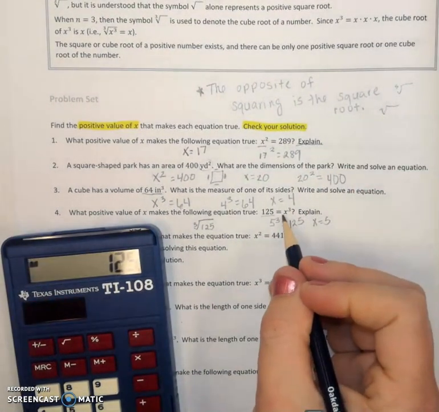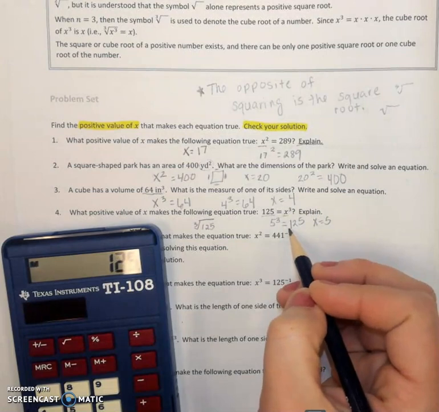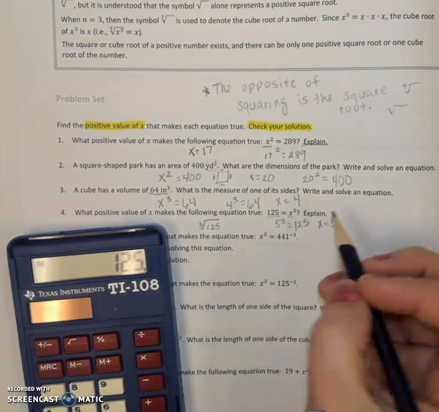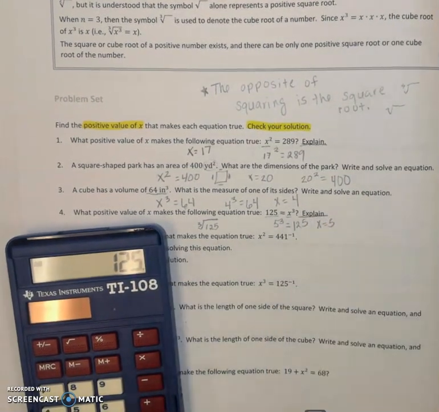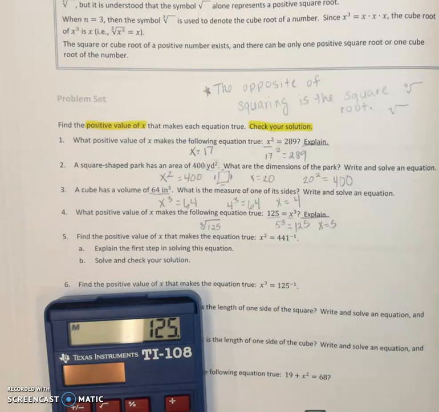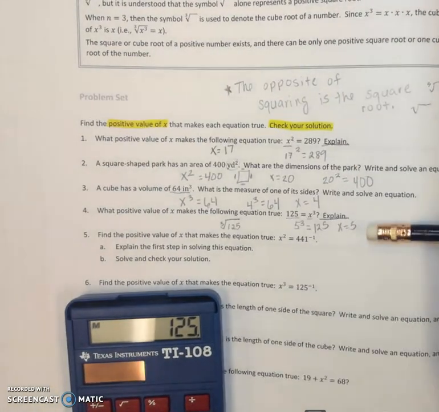Again, I just plugged in values and solved until I got 125, and then I knew it was right. So it says to explain. Remember when it says explain, I want a complete sentence. So your sentence would say something like, to solve the equation, I needed to find the positive value of x so that when it's cubed, it's equal to 125. So I took the cube root of both sides of the equation, and the cube root of 125 is 5 because 5 times 5 times 5 equals 125. And make sure you have a complete sentence here and a complete sentence here.